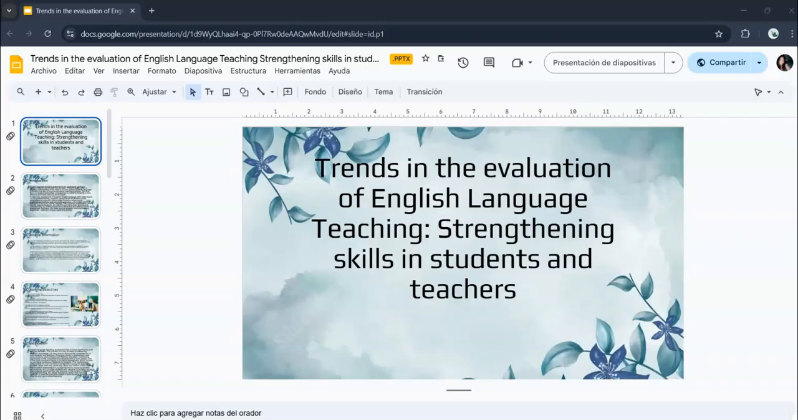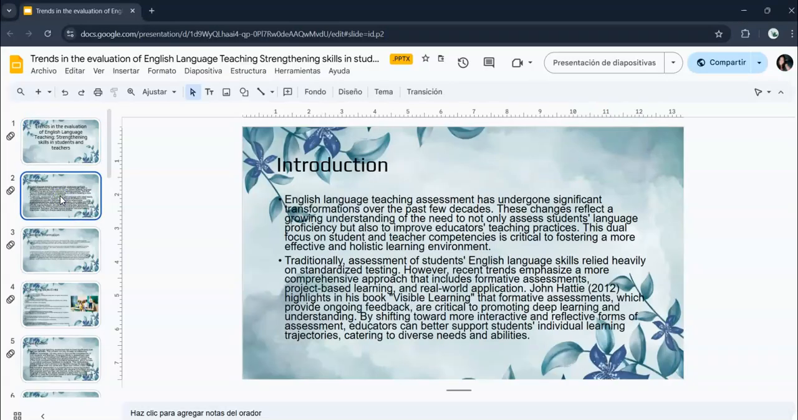And for today, I will talk about the digital resource that I designed from phase 2 to phase 5 with the help of my partners in the virtual Canvas tool called Trends in the Evaluation of English Language Teaching, Training Skills in Students and Teachers at the same time. So let's continue with our presentation.